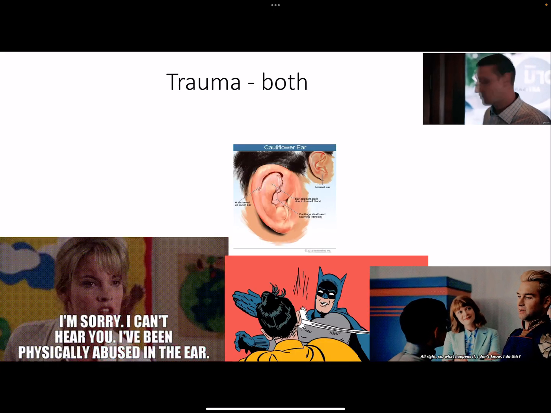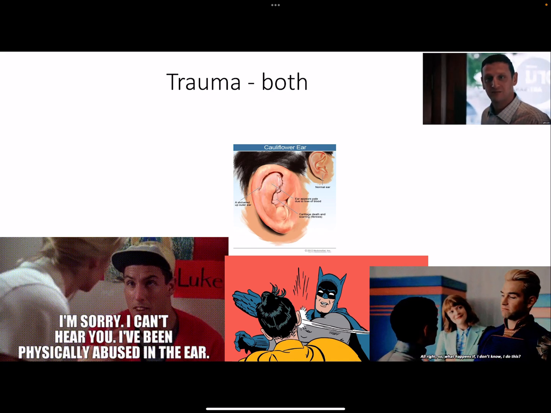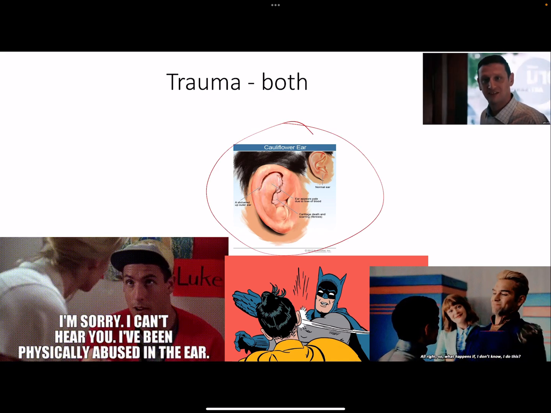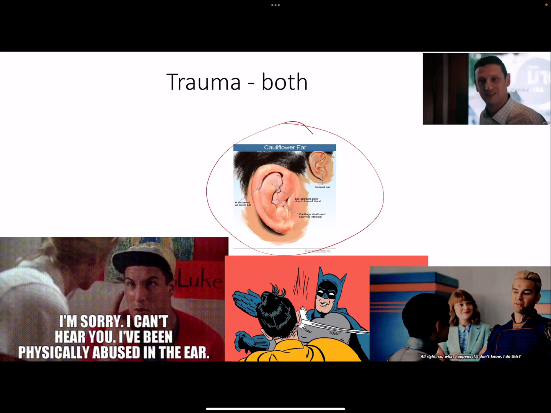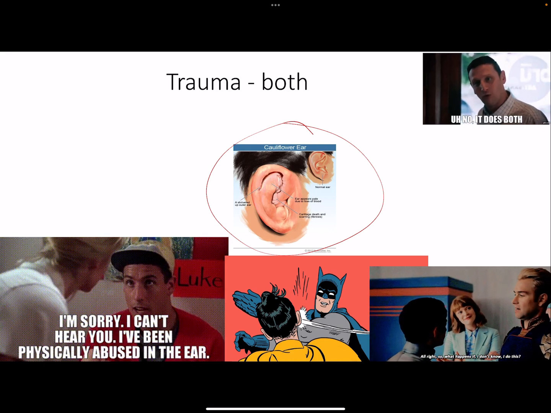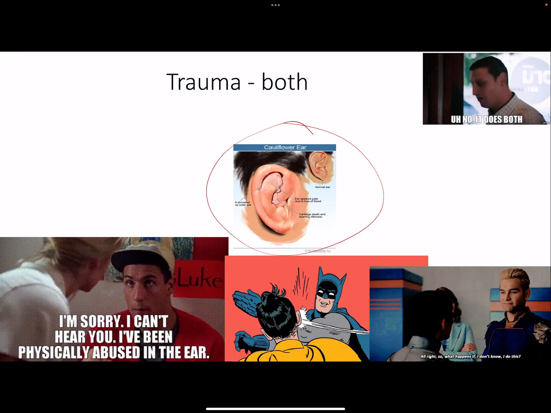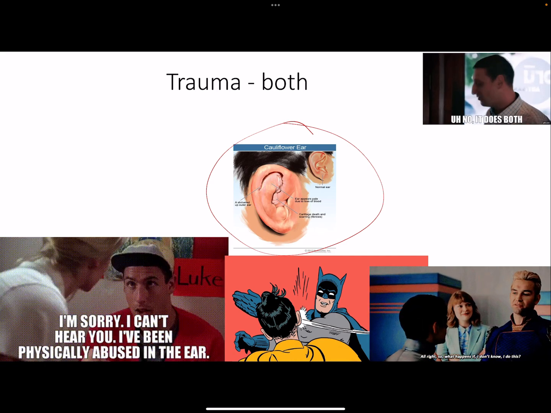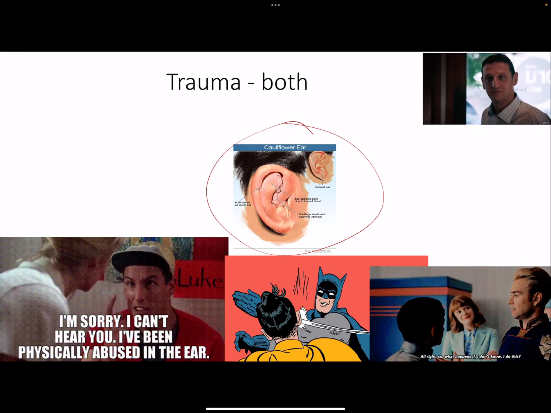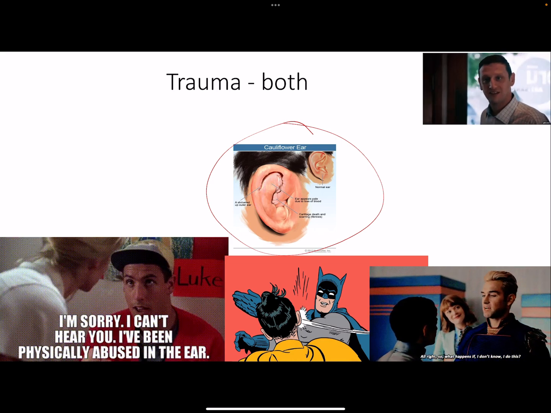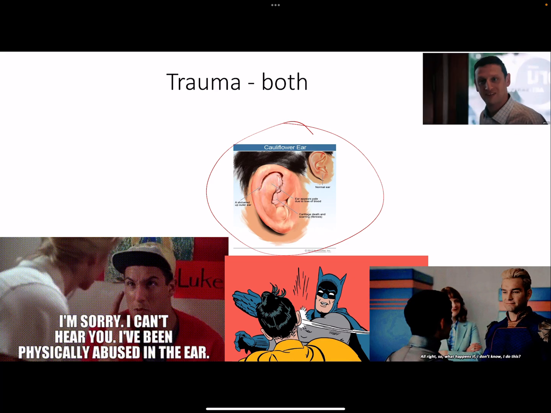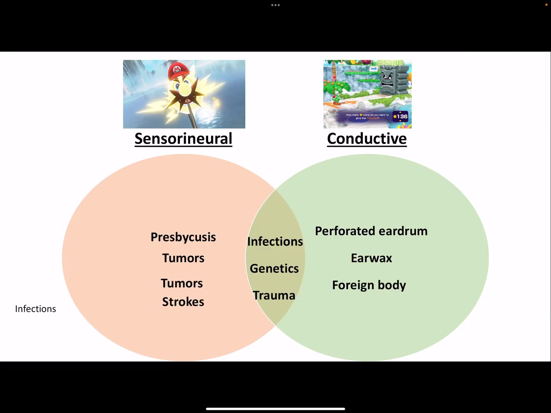Trauma. Obviously, if you get smacked in the ear, and I did a lot of wrestling, people get cauliflower ear. This can directly, physically damage the external ear and the middle ear. But depending on how hard you get smacked, it could also damage the inner ear and cause sensorineural hearing loss. So it actually could be either. It seems like it would just be conductive. It is both.